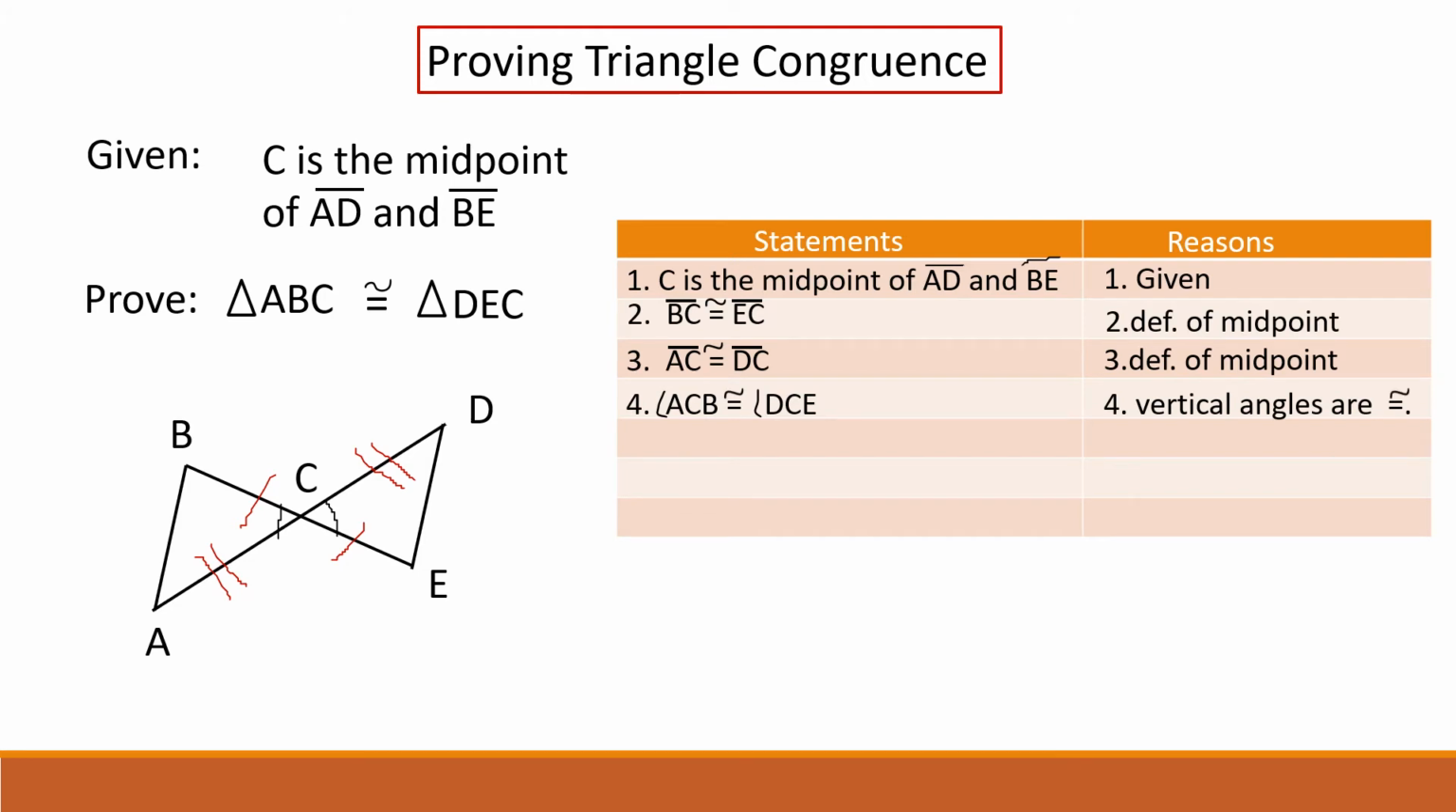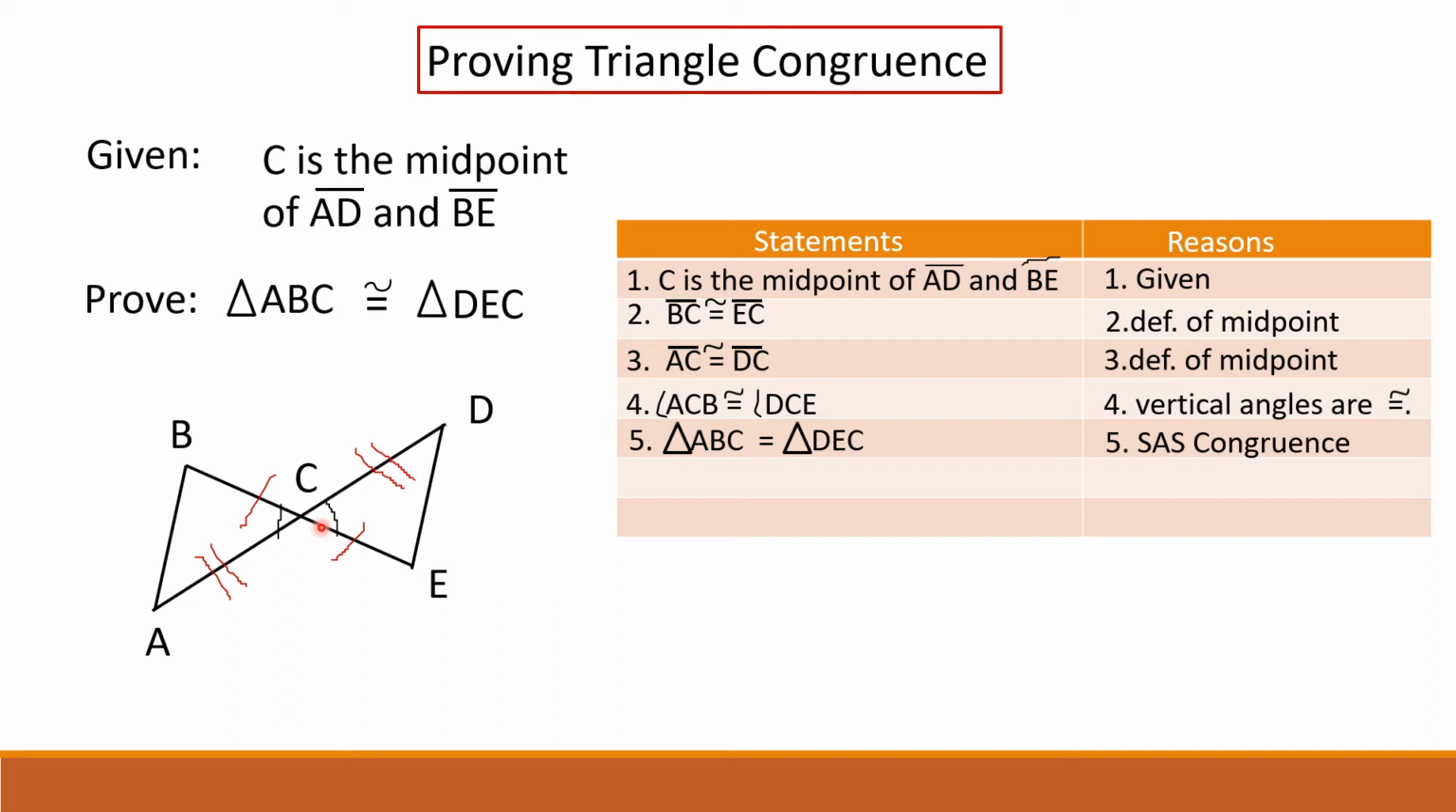Next, you have already side, angle, side. Side, angle, side. We can now say that the two triangles are congruent. This triangle is congruent to this triangle. So number 5, what's the name of the two triangles? We can have now triangle ABC is congruent to triangle DEC.